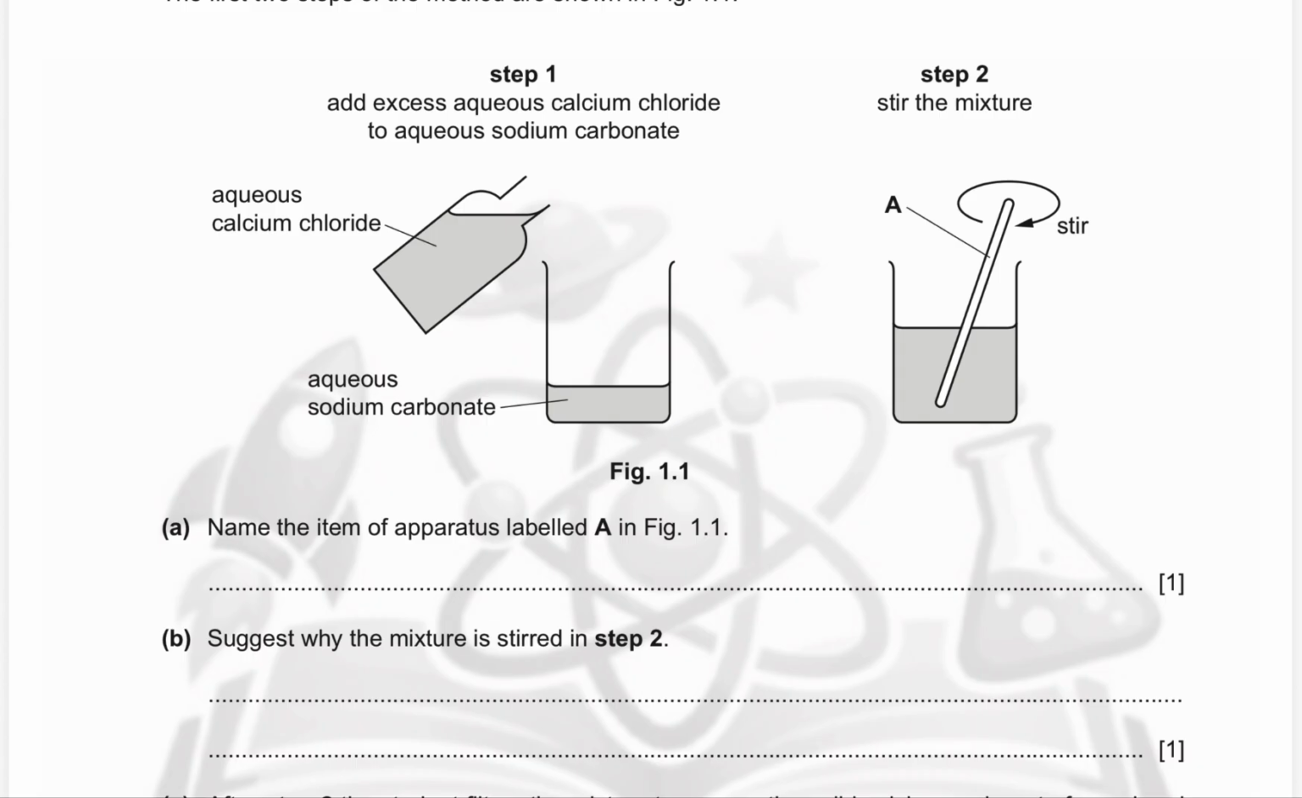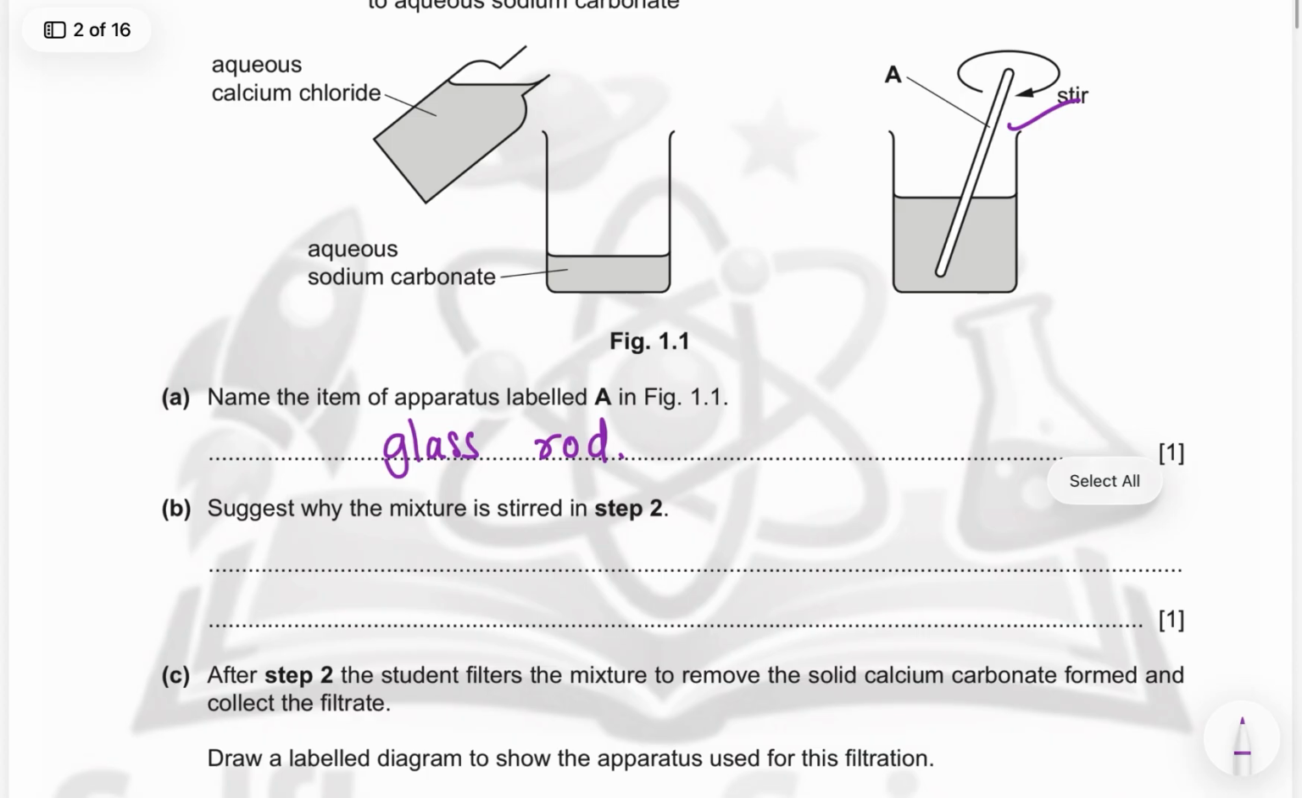Name the item of apparatus labeled A. A is a stirrer. Okay, so you can write stirring rod or glass rod. B, suggest why the mixture is stirred in step 2. So it is simple, it is being stirred so that the substances can mix together. To mix the substances together.